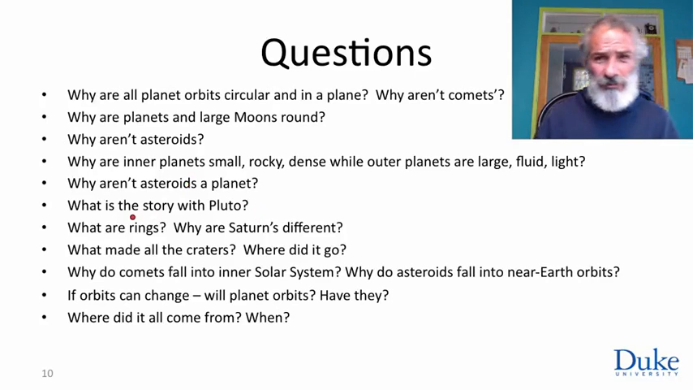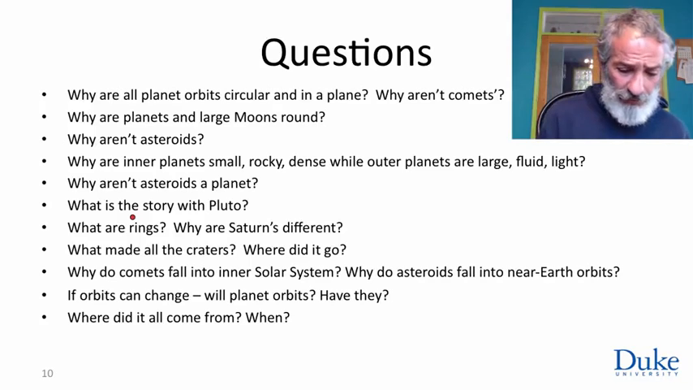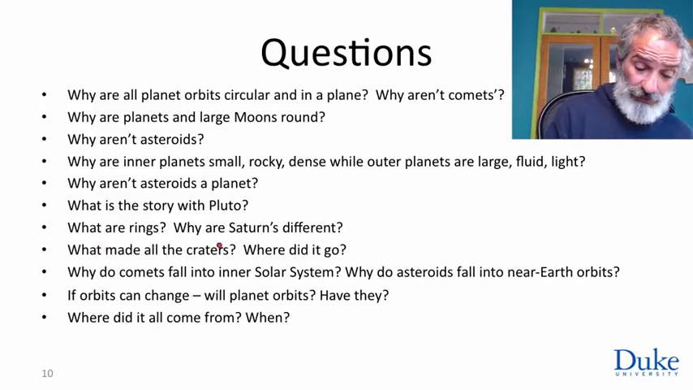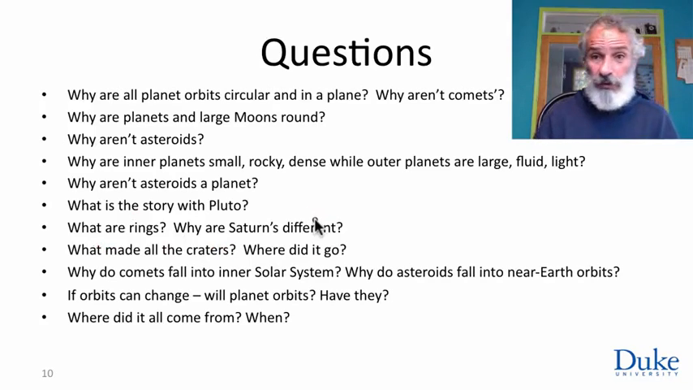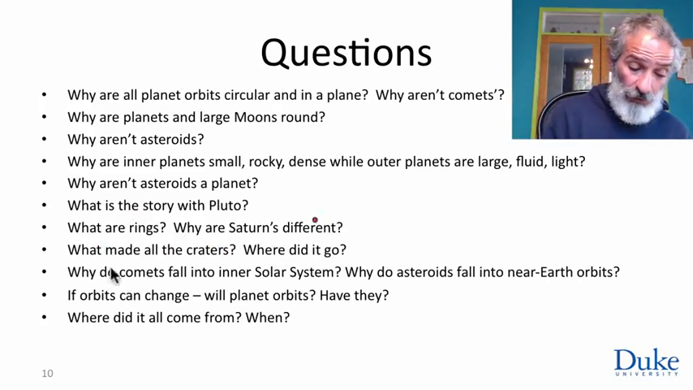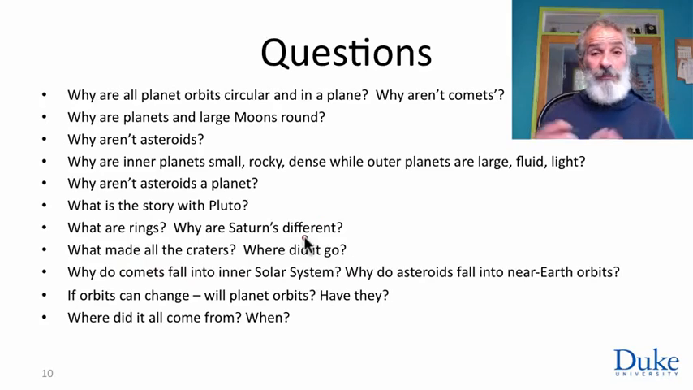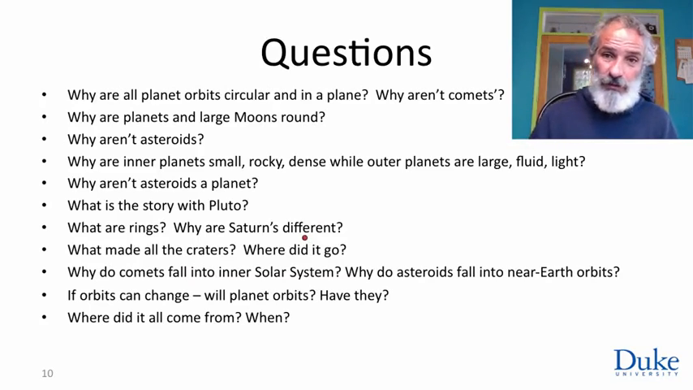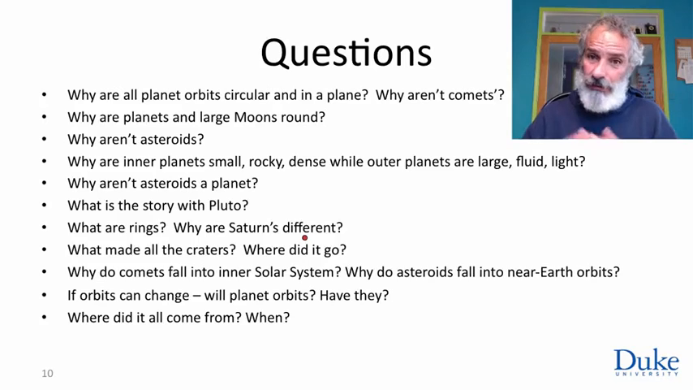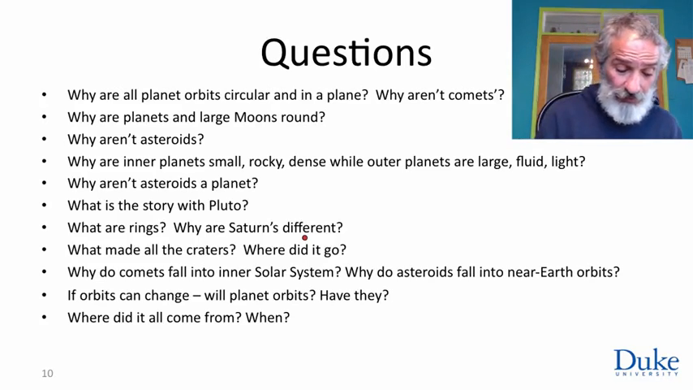This is not a science question, but it's always asked. What happened to Pluto to get it demoted from planet to dwarf planet? What's a dwarf planet anyway? What are rings? Why does Saturn come equipped with these brilliant special rings? What made all the craters? Where did it go? Is it coming back? Are we about to get hit with some big impact? Remember, we did our homework last week and we saw that this can be a significant event.